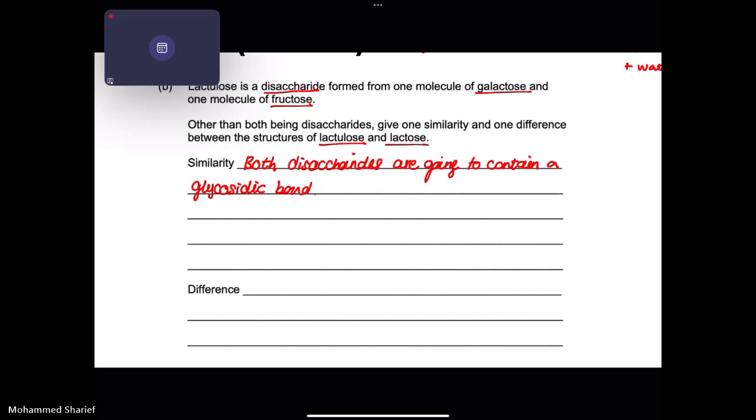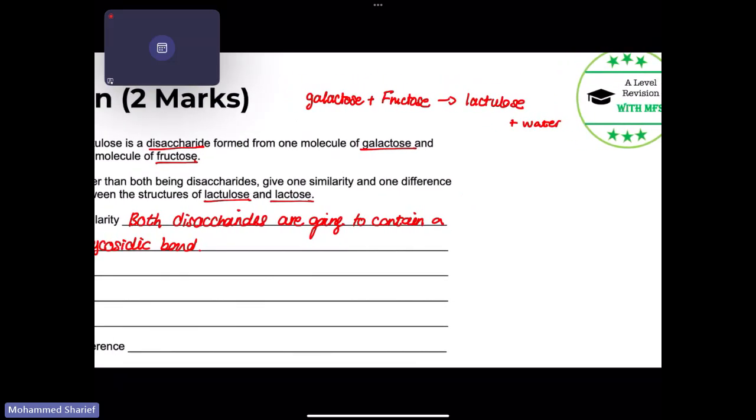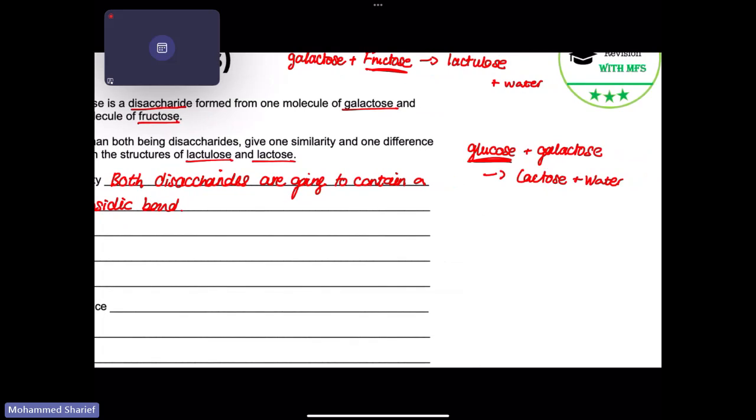Okay. And then the difference. Well, what's the difference? Well, we've written out the chemical reaction over here. Galactose reacting with fructose produces lactulose and water. What's in lactose? We're comparing lactulose to lactose. Well, lactose is formed from glucose and galactose. And that's going to form lactose and water. So there's our difference. Over here, we had fructose, but over here we have glucose. Okay, so we know that lactulose contains fructose, but lactose contains glucose.